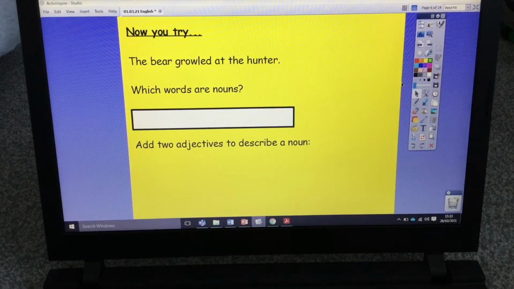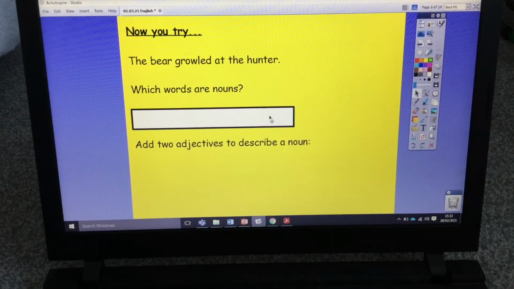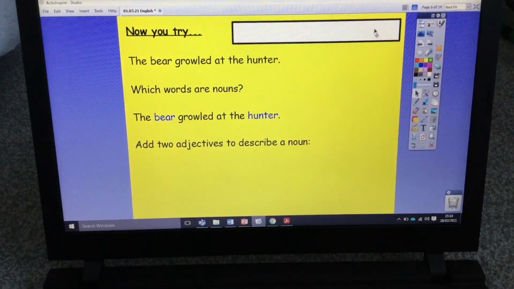Okay, now you try. So here is a sentence. The bear growled at the hunter. Which words are nouns? So in some sentences there are more than one noun, and you can choose which noun you add the adjectives to. But first of all, pause the video. Which words are nouns in that sentence? Okay, well done. The 2 nouns are bear and hunter.